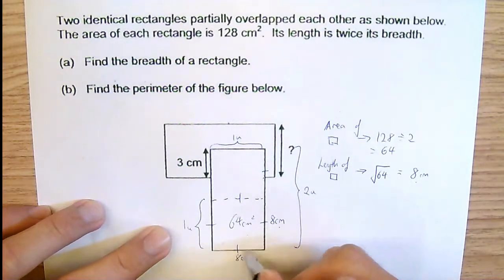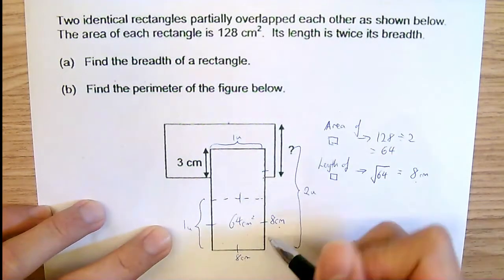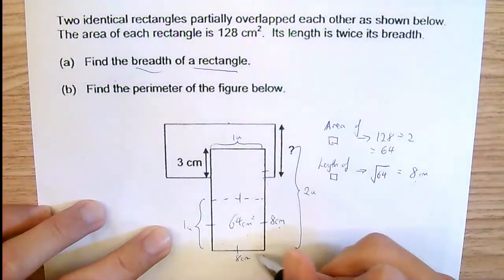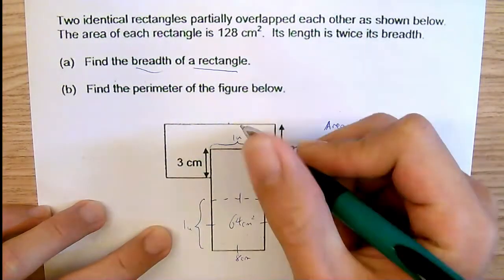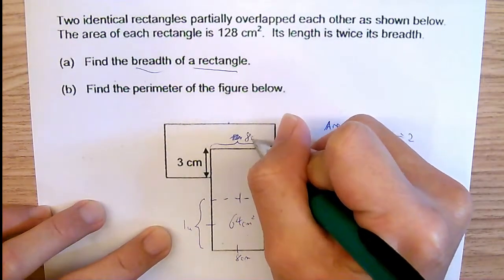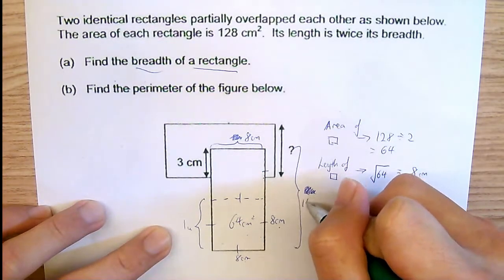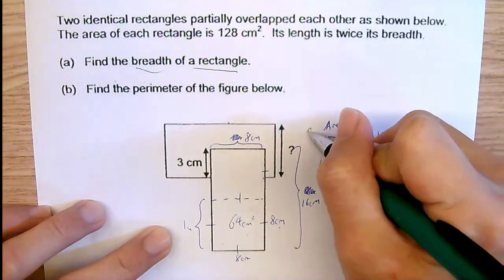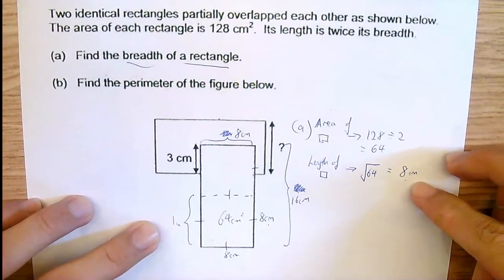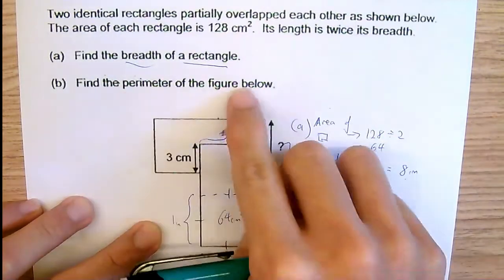Now, if the length of the square is 8 cm, isn't it the same as the breadth of the rectangle? Therefore, this 1 unit will be 8 cm. So I'm going to cancel and write 8 cm instead. And here, instead of writing 2 units, I'm going to write 16 cm instead. Okay, so your part A is done. Simple. The second part, they mentioned to find the perimeter of the figure.